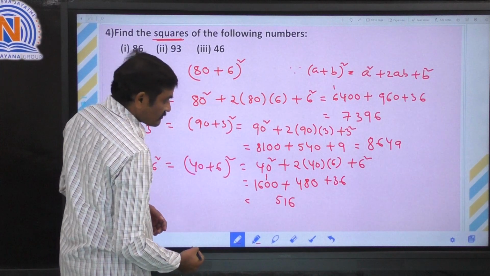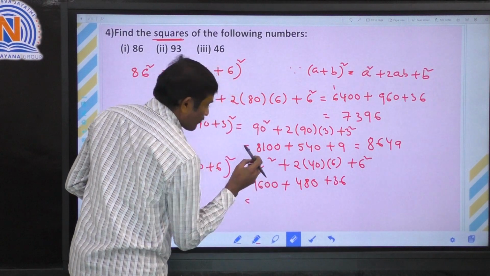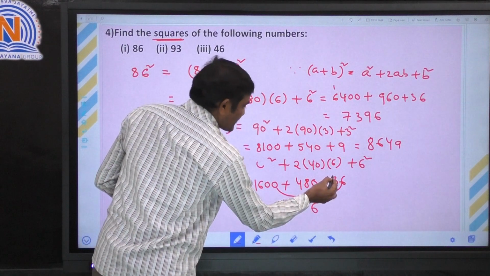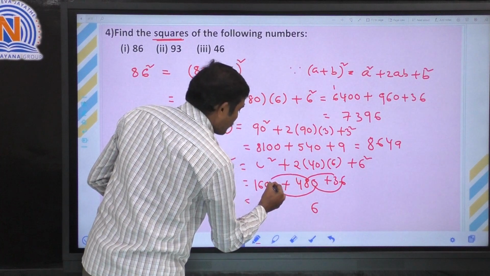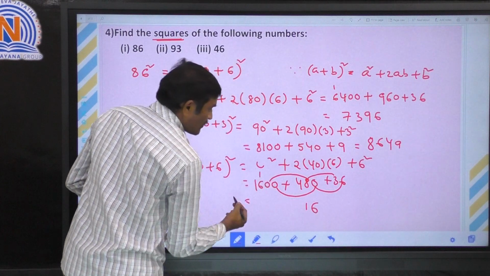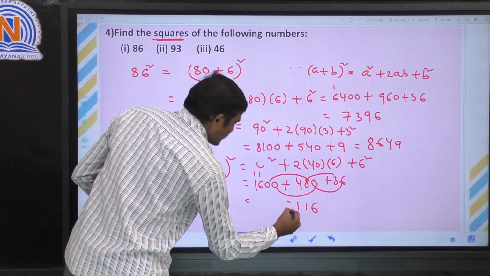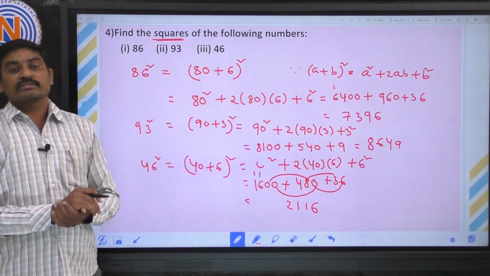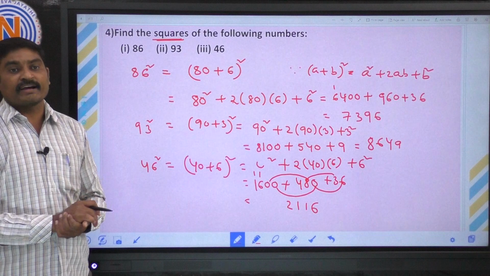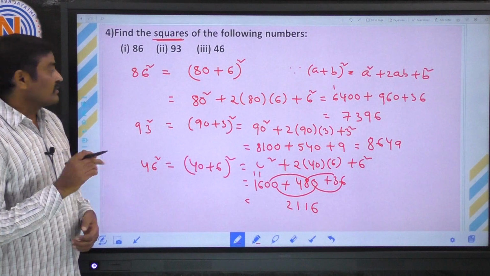The units digit is 6. Next, tens digit, 3 plus 8, 11, 11 plus 0, 11 only, here 1. Now 4 plus 6, 10, 10 plus 1, 11, 1. We get 1 plus 1, 2. So 2116. This is the 46 square. In this way we can find the squares of the numbers. Now let us move on to the next question.